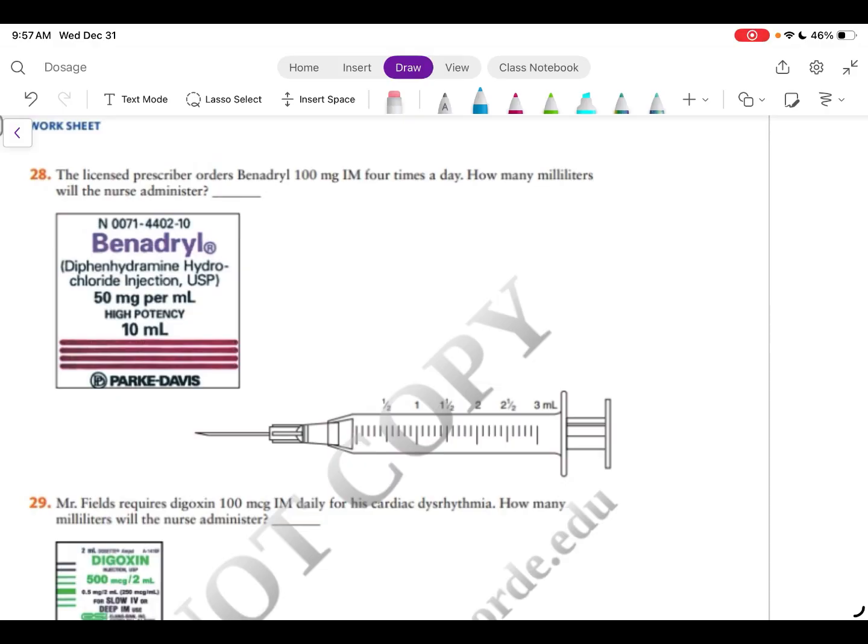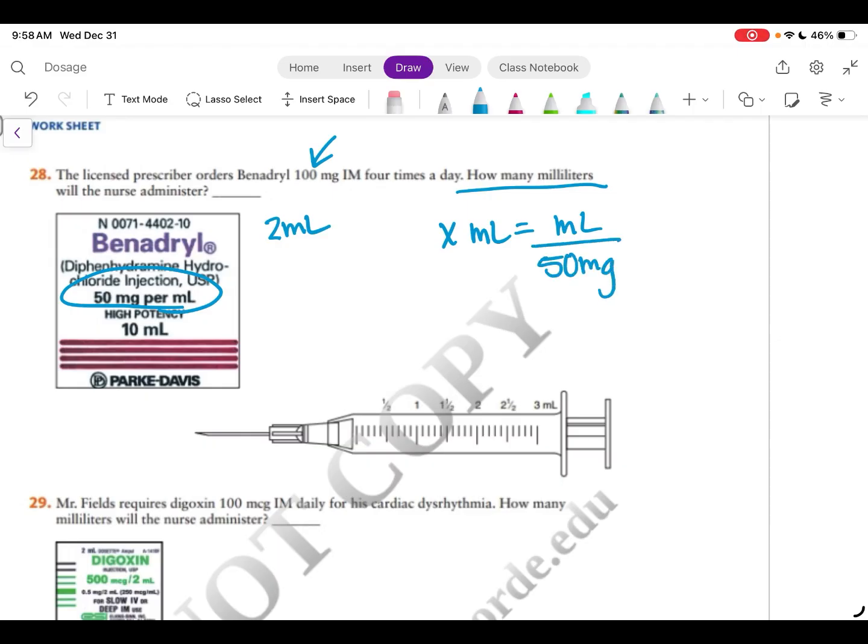So number 28, Benadryl. Your order is 100 milligrams, right? How many milliliters are you going to give? If you're a math whiz, you're going to look at the label, be like, oh, I have to give 2 milliliters. You'll be correct. 2 milliliters is our ultimate answer. This is what I need to solve it. All right. 100 divided by 50 is going to give you that 2. Okay.